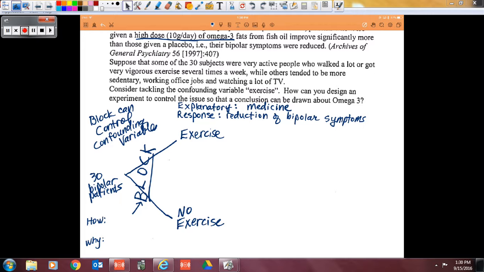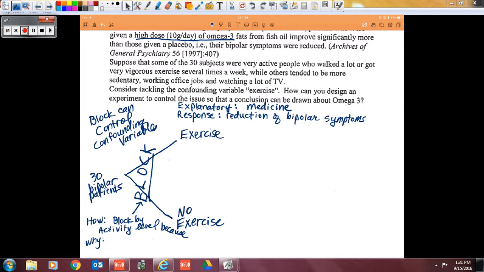So that's what we're going to do first. How are we blocking? Perfect. I will block by exercise or activity level. That'd be a good one. I block by activity level because why? Okay, it does reduce variability, yes.